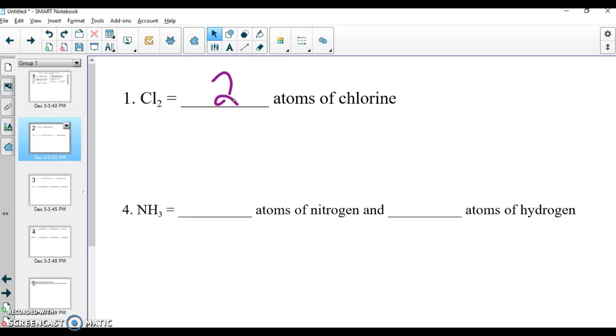NH3. There is nothing after the N, which means it's understood to be a 1. So that means that there is 1 atom of nitrogen, and there's a 3 after the H. So that means there are 3 atoms of hydrogen. And so that's my answer.